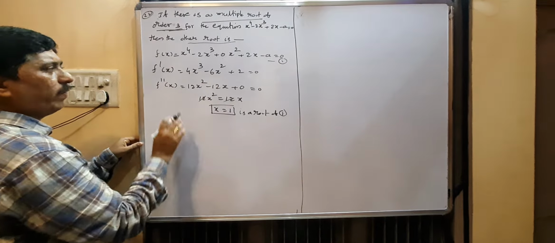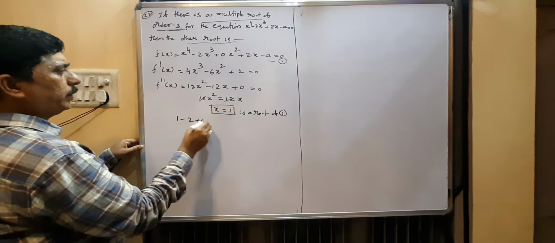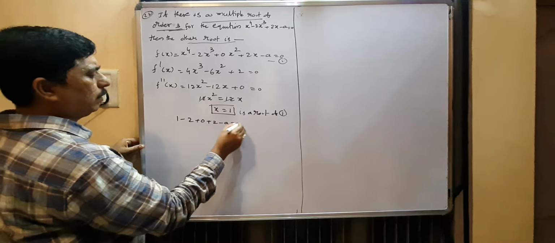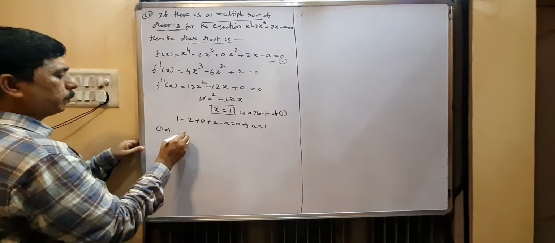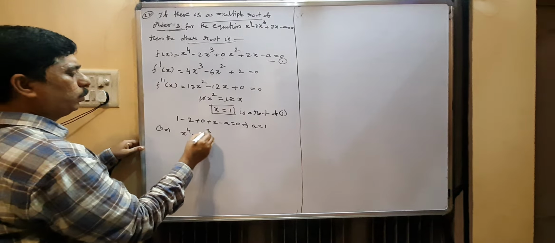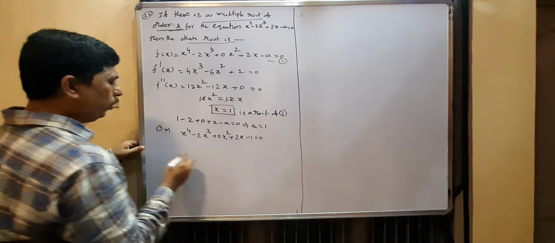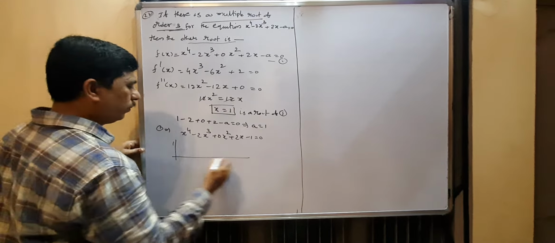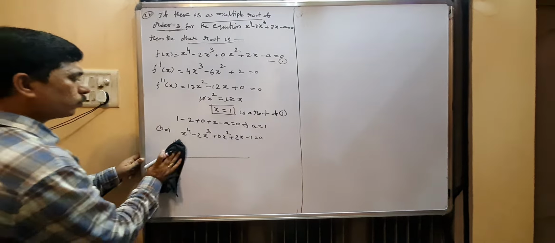Otherwise you can find the a value. Since 1 is a root, 1 minus 2 plus 0 plus 2 minus a equals 0, that is a equal to 1. Then equation 1 becomes x power 4 minus 2x cube plus 0 into x square plus 2x minus 1 equal to 0. Using 1 you can do the division, otherwise directly you can go for the procedure.